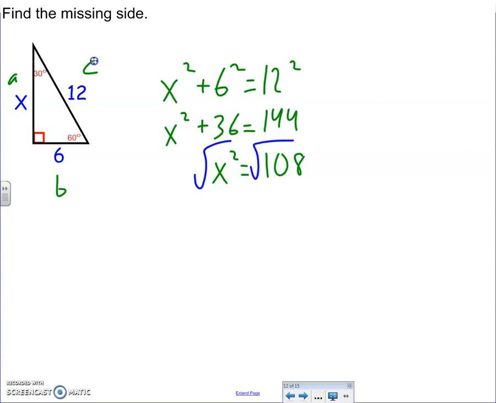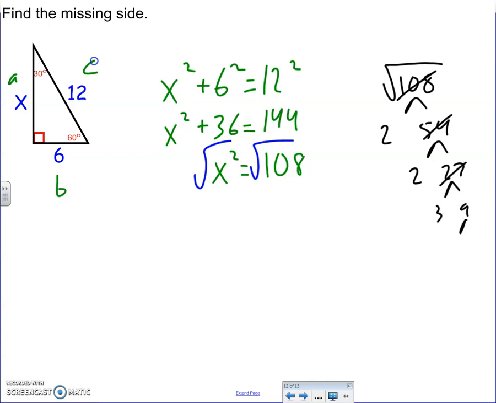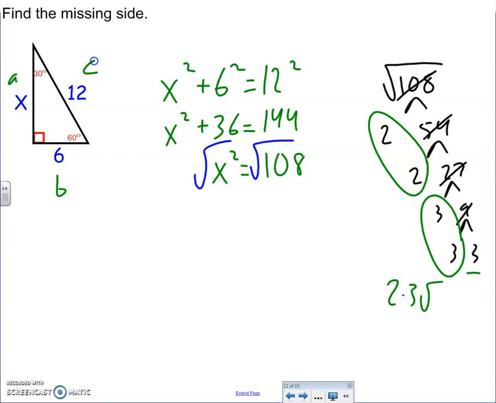108, it's a kind of big number, but it is even, so I can say that is 2 times 54. 54 I know is 2 times 27. 27 is 3 times 9. 9 is 3 times 3. I circle my pairs. I have a pair of 2s, a pair of 3s, and a leftover 3. So a 2 goes out, a 3 goes out, a 3 stays inside. That is 6 on the outside, 3 on the inside. So we know that x equals 6 square root 3. That's the height.